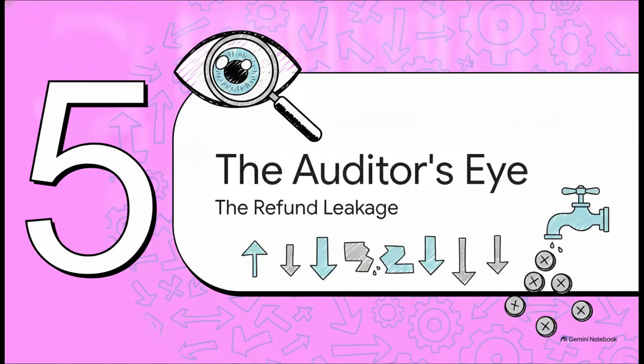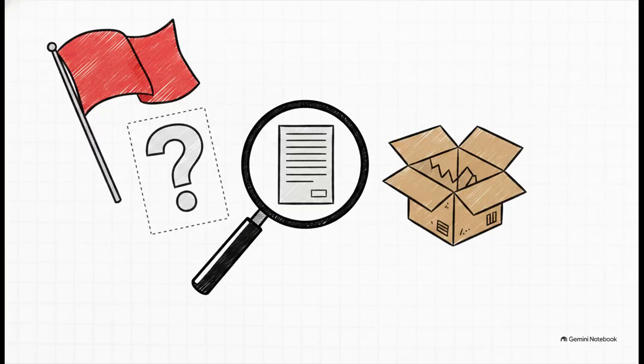Which brings us to Section 5, the auditor's eye, the refund leakage. So what happens if this whole process breaks down? Well, from a risk and compliance standpoint, the ultimate auditor's red flag is what we call the unmatched debit note. Auditors literally hunt for lazy accounts payable clerks who issue a debit note for broken goods, but then, and here's the kicker, they never follow up to actually collect the vendor's matching credit note.